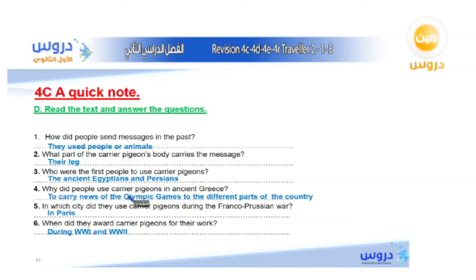Number 4, why did people use carrier pigeons in ancient Greece? The answer is to carry news of the Olympic Games to different parts of the country. Number 5, in which city did they use carrier pigeons during the Franco-Prussian War? Paris. Number 6, when did they use carrier pigeons for their work? During the First World War and the Second World War.